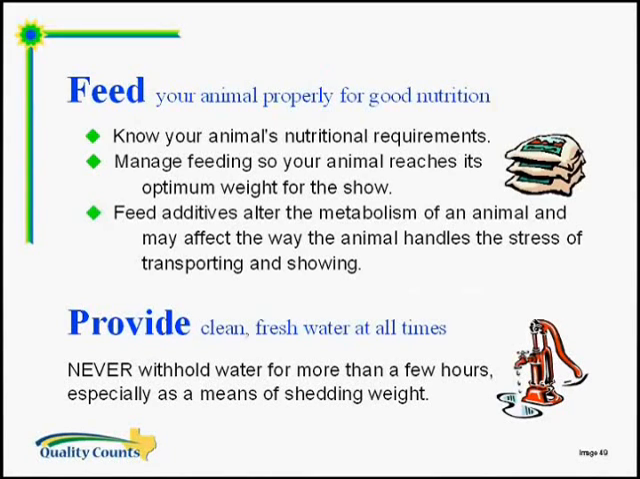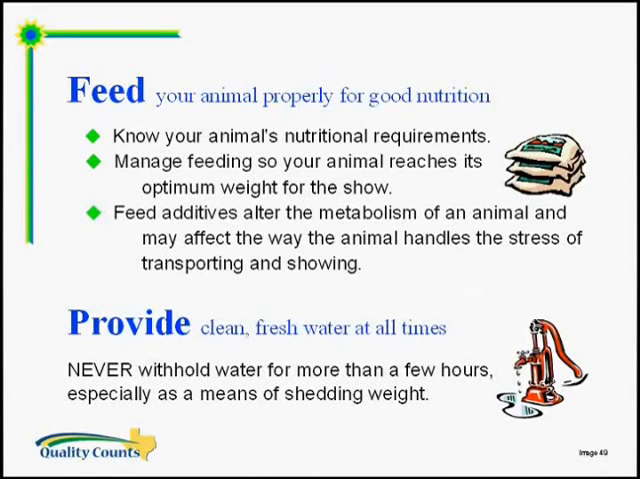What we need to be cautious of is buying feed from people that make their own feed. Many times these feeds are not balanced. They don't have all the nutritional requirements that these animals need, and as a result, the animals may not gain the weight and may get sick on you.